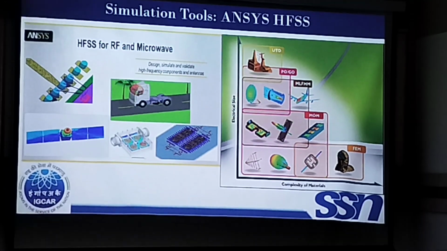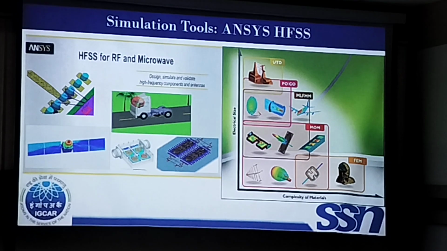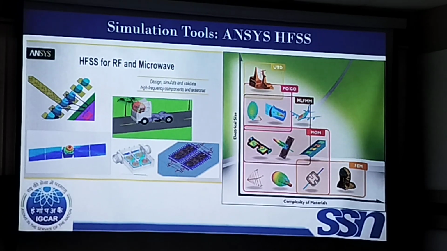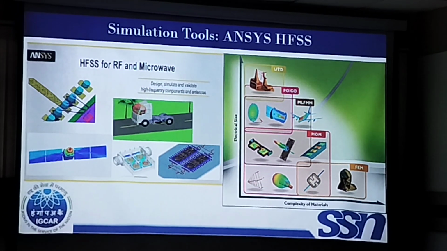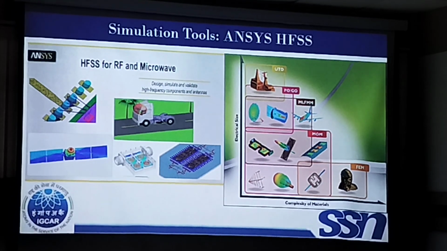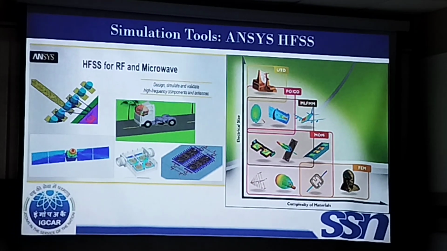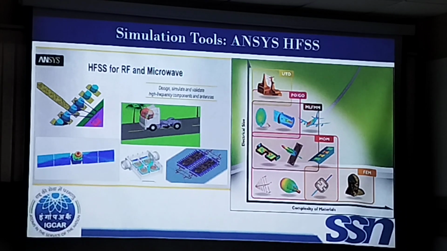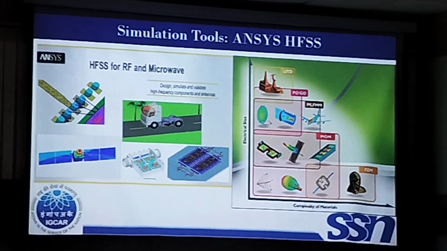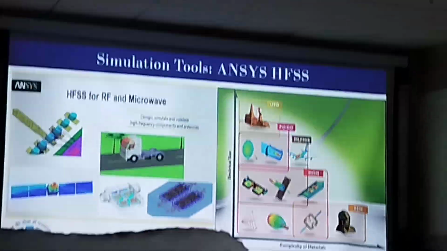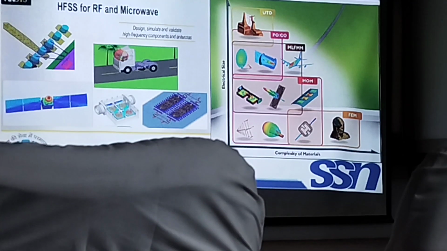And now, about the simulation tools, I don't have much to talk about. There are two kinds of simulation tools which are commonly used, CST and HFSS. Other than this also, there are simulation tools, but the commonly used tools are CST and HFSS. So HFSS is for narrowband antennas and CST is for wideband antennas.